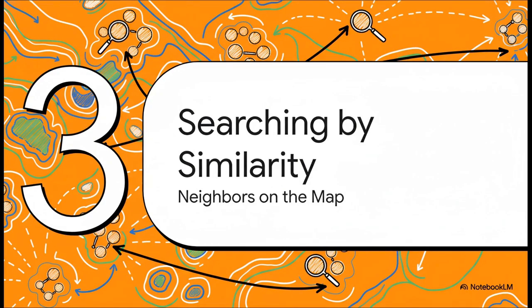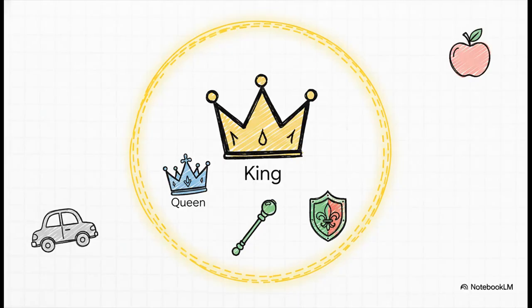All right, so we've got our map of meaning. Now the big question is, how do we actually use it to search for stuff? Well, this brings us to the next step, searching by similarity. It's really all about finding the closest neighbors on the map. Once you have this map, the actual searching part is kind of beautiful in its simplicity. Similarity search just finds the closest items to whatever you're looking for. So if you search for king, it doesn't just look for the word king, it finds the point on the map for king and then says, okay, what other points are right here? And boom, you get queen, monarch, royalty.